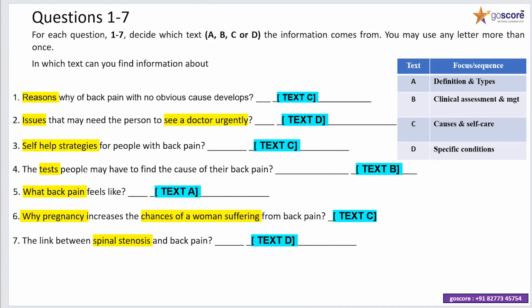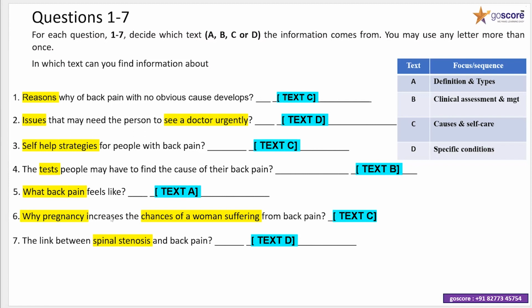Then, the tests people may have to find the cause of their back pain. So what does test mean? Investigations, which we have read in clinical assessment and management regarding the tests. So you can definitely write text B. Then, what back pain feels like. So what back pain is, that will definitely be in the definition, and it's from text A.